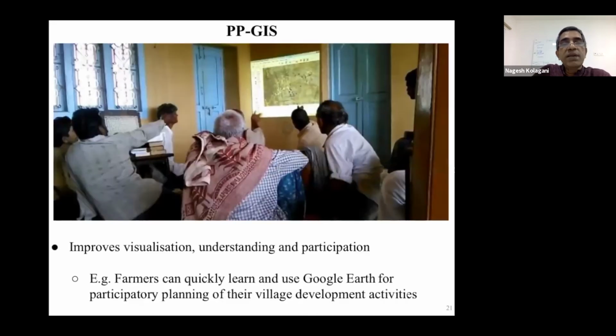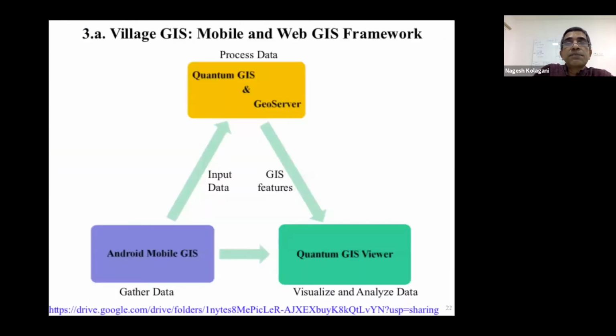So it improves visualization, understanding, participation. My own experience is that in a matter of 2 to 4 hours, they can realign themselves to Google Earth imagery. They can trace where their farm is, how they will go from their house to their farm. They get comfortable and start dictating. Not actually using the tools, especially the semi-literate ones, but at least they can understand maps.